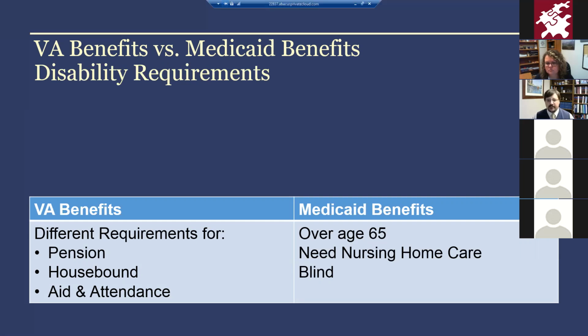What about the Medicaid benefits, Joy? Over 65 is a given. Where that says needs nursing home care, that should be needs nursing home level of care. So there can be people under 65 in certain disability situations that are going to qualify for different Medicaid programs, and blind is one of those other programs as well.